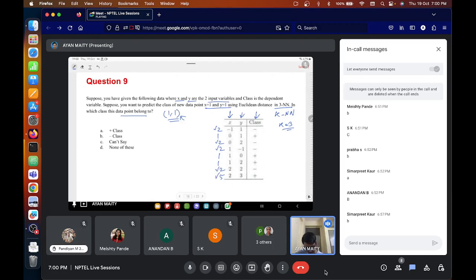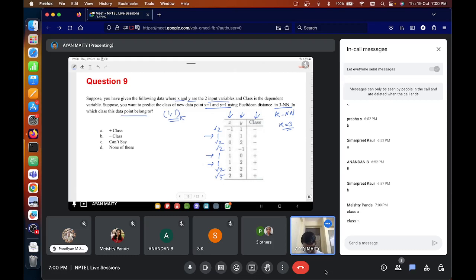So the three closest points are these three. All these 3 points are at a distance of 1 unit from the new data point (1, 1). For these 3 points the classes are positive, positive and positive. All the 3 points within the neighborhood of the new point are positive points. So if all 3 points are positive points, obviously the answer would be positive class.